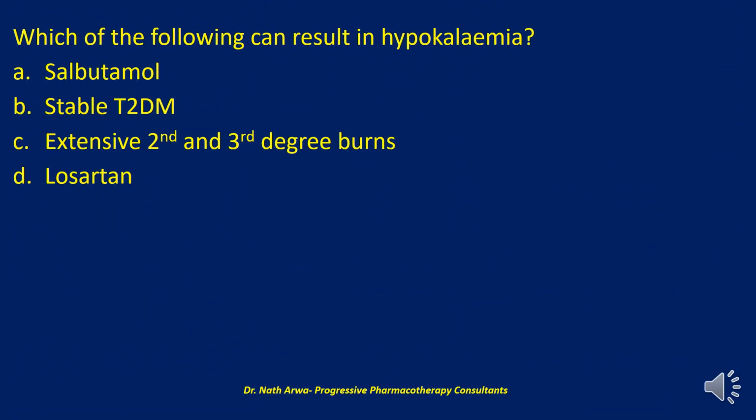It reads, which of the following can result in hypokalaemia? Is it the administration of salbutamol? Is it stable type 2 diabetes mellitus? Is it extensive second and third degree burns? Or is it the administration of losartan in cardiovascular disease? I'll give you 10 seconds to choose the correct answer.